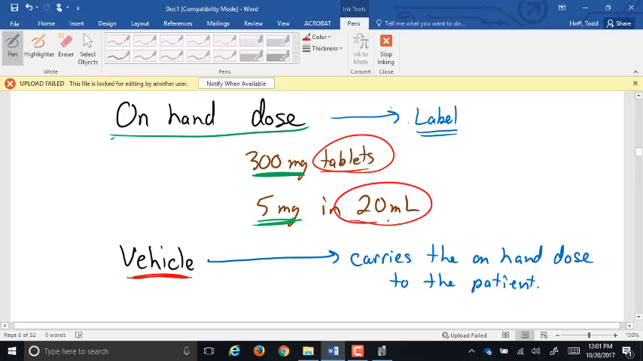In the second example, the 20 milliliters is the vehicle. The 5 milligrams of medication is carried to the patient in the 20 milliliters.